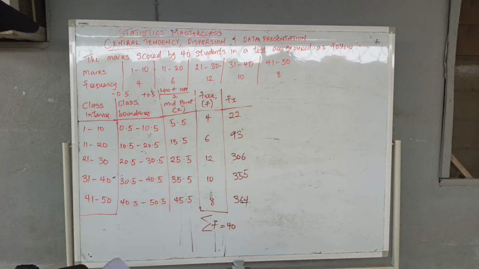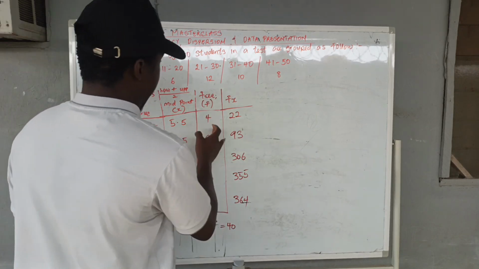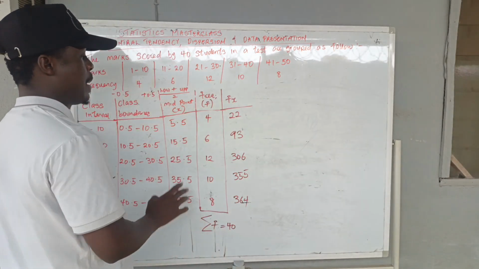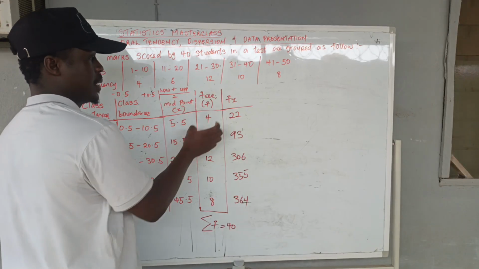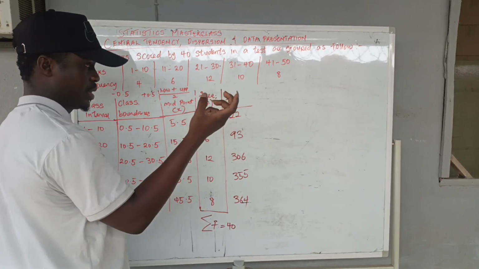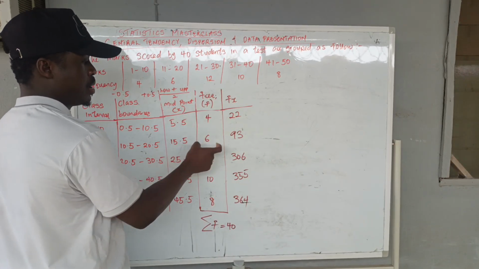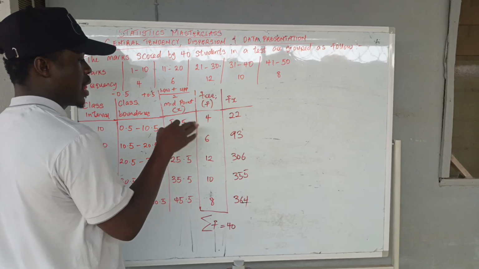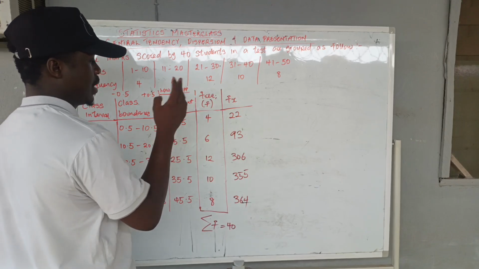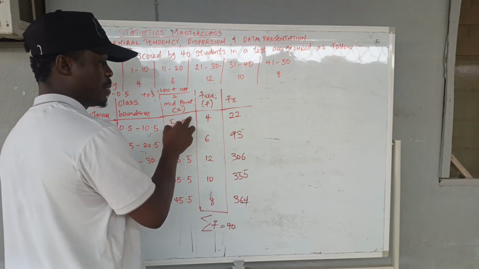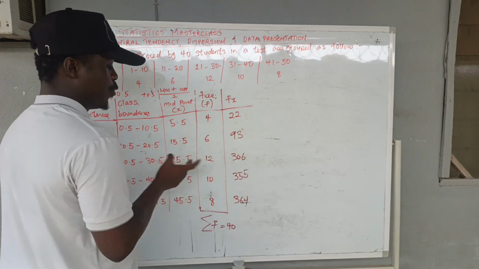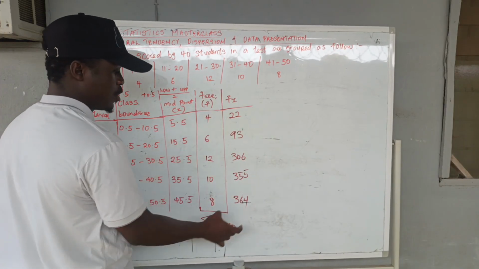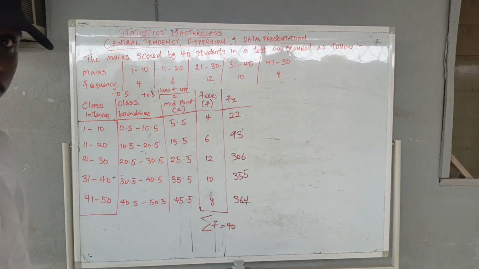I obtained all these values by multiplying my midpoint by my frequency. When you multiply 5.5 by 4, you get 22. When you do the same for everything here, you get the exact values that we have here.